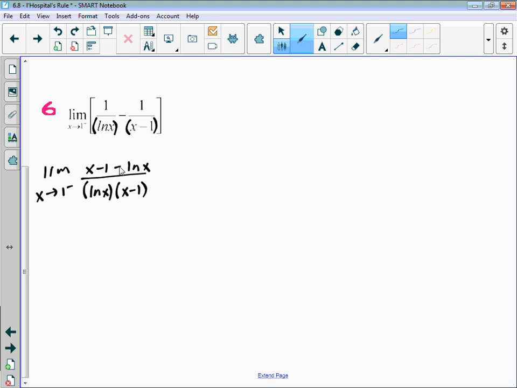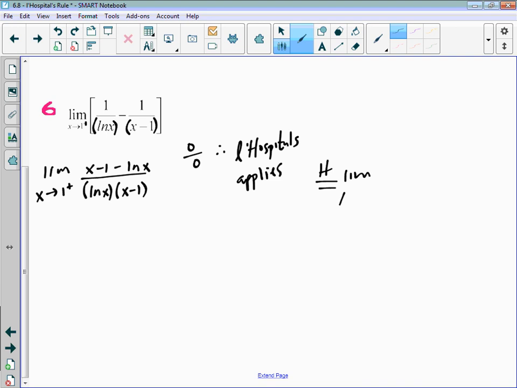But we're approaching, does it say 1 from the left, correct? From the right? Okay. There we go. Switch that. Okay, so if we're approaching 1 from the right, this is like 1 minus 1 minus the natural log of 1, which would be 0 on top. And on the bottom, this is 0 times 0, so 0 on the bottom. So I get 0 over 0, therefore L'Hopital's applies. And we're going to apply L'Hopital's then.